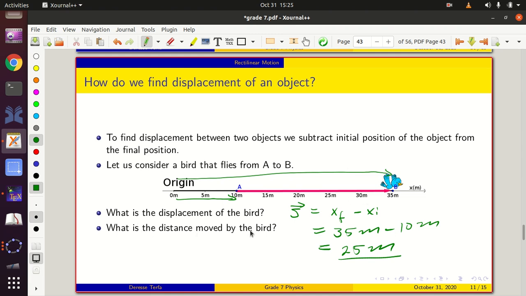What is the distance moved by the bird? Distance moved by the bird is, again, 25 meter, because distance is the magnitude of displacement.